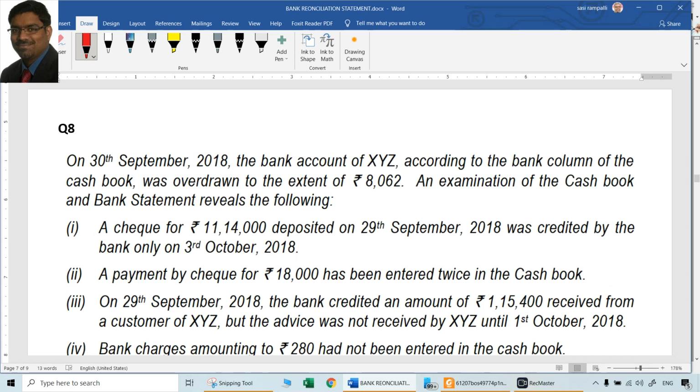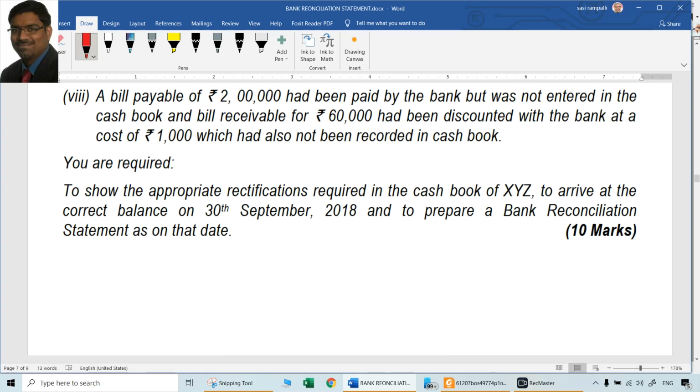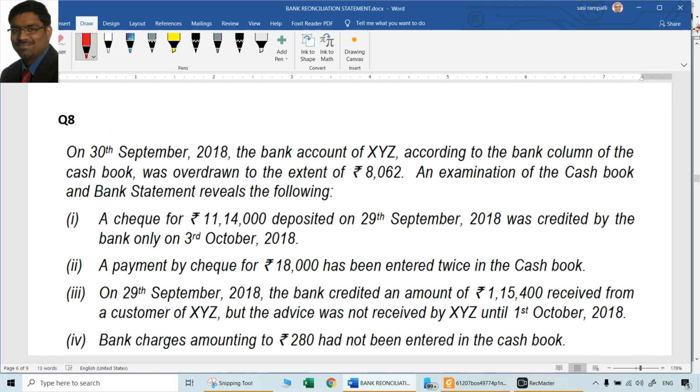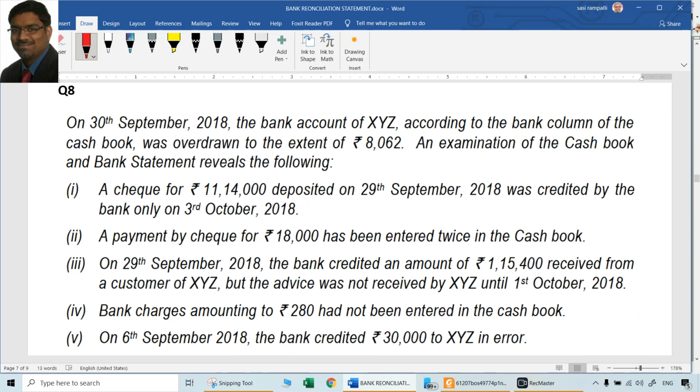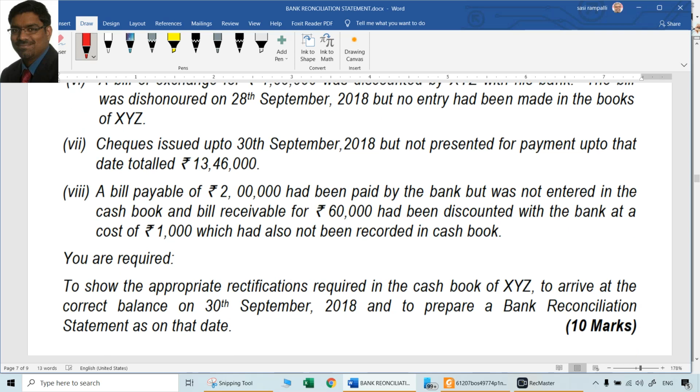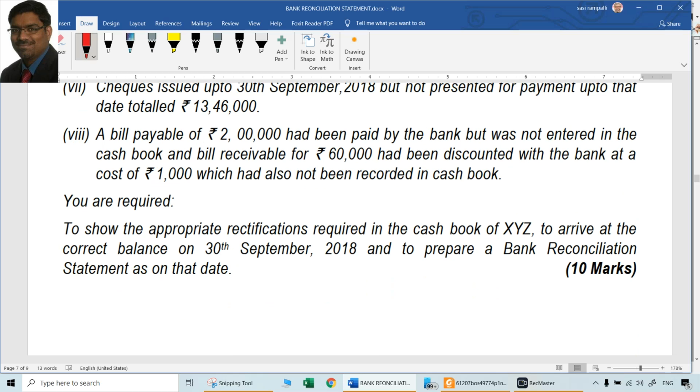Now, moving on to question number 8, which was also a past exam question for 10 marks. On 30th September 2018, the bank account of XYZ, according to the bank column of the cash book, meaning our books only, was overdrawn to the extent of 8062. An examination of the cash book and bank statement reveals the following. What is required here? You are required to show appropriate rectifications required in the cash book of XYZ to arrive at the correct balance as per cash book, that is our book, and also prepare BRS.